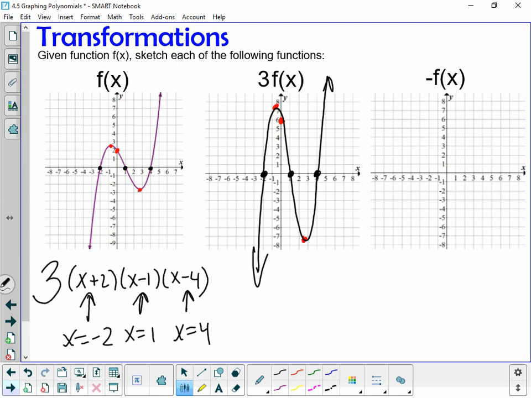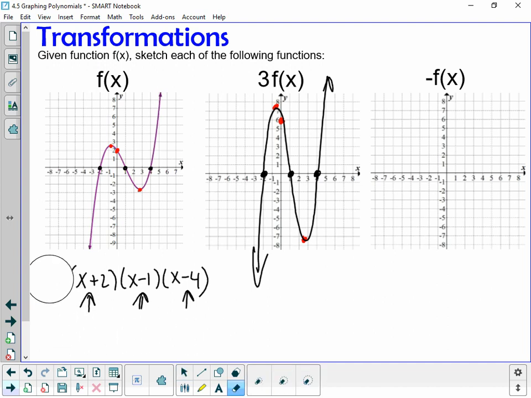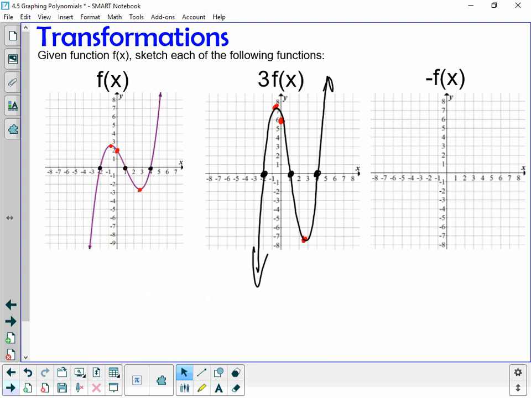Negative f of x works the same way, but instead of thinking of the heights as being 3 times as high, 3 times as low, we're going to think of them as being -1 times as high, -1 times as low. So again, we have those same intercepts when we multiply by a scale factor. We still have intercepts at -2, 1, and 4.